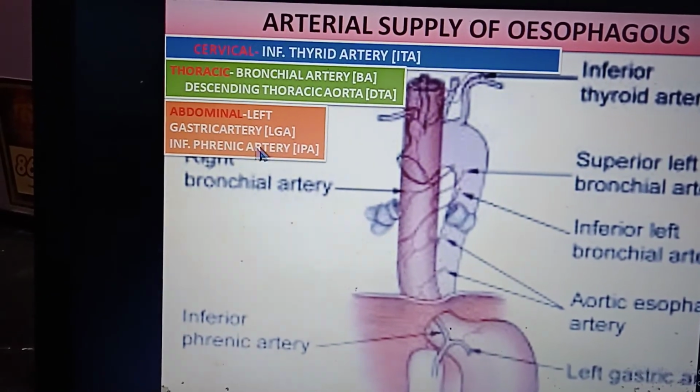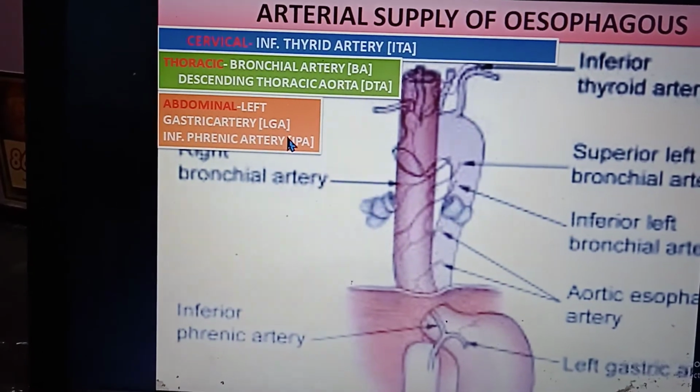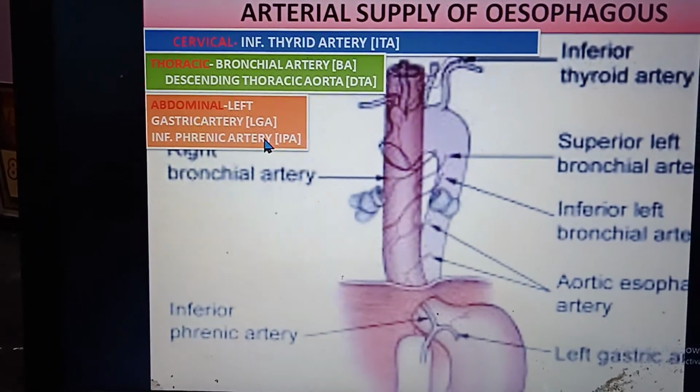Artery, which supplies the inferior surface of the diaphragm, giving blood to the inferior surface of the diaphragm.